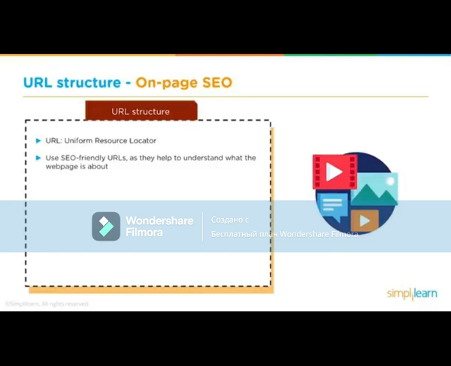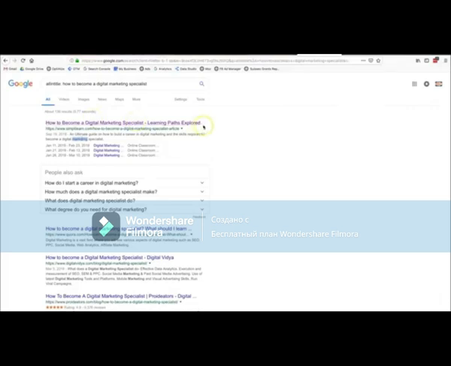So if I go back to my search result, how to become a digital marketing specialist, notice that the URL also includes how to become a digital marketing specialist article. Okay, so it's very relevant. The URL is very relevant. One, we can see it in the search results. But two, it's relevant to the keyword query. And that's important for the end user and Google.